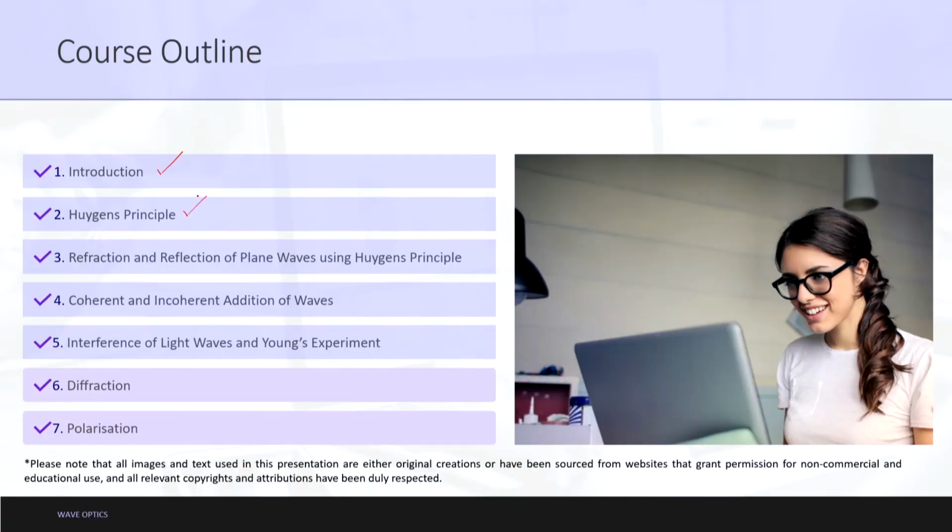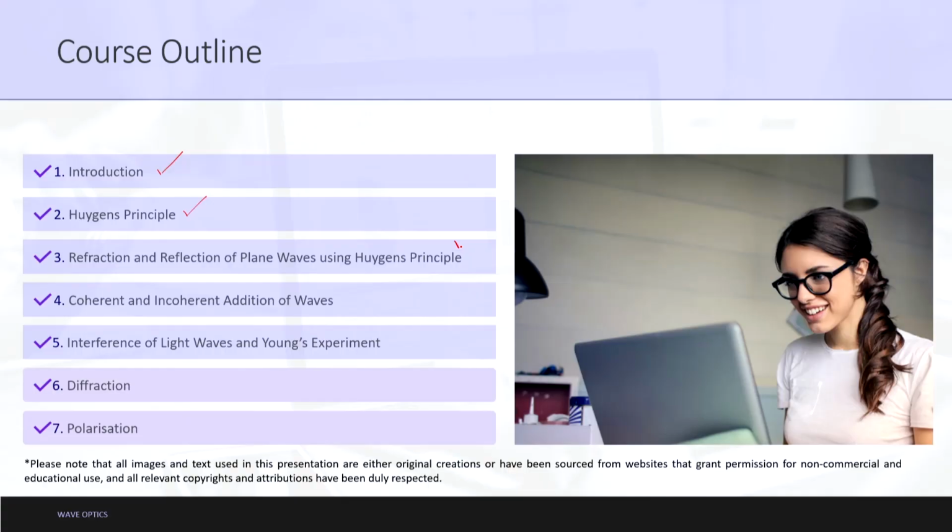In Huygens principle, first of all we learnt a new concept called wavefront. What is a wavefront? If you have a wavefront at some time t equal to 0, then you can directly find the wavefront at some time t equal to t using Huygens principle. The third topic was refraction and reflection of plane waves using Huygens principle. Using the basic concept of wavefront, we proved the laws of refraction and reflection. First the refraction laws were covered and then the reflection laws. In this third point, we also learned about Snell's law.